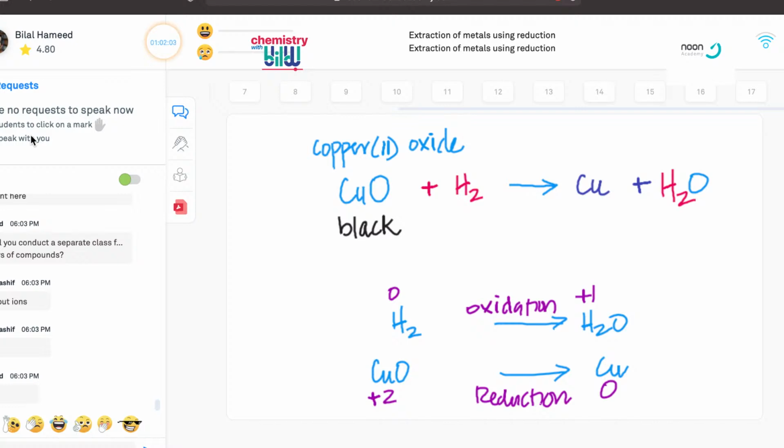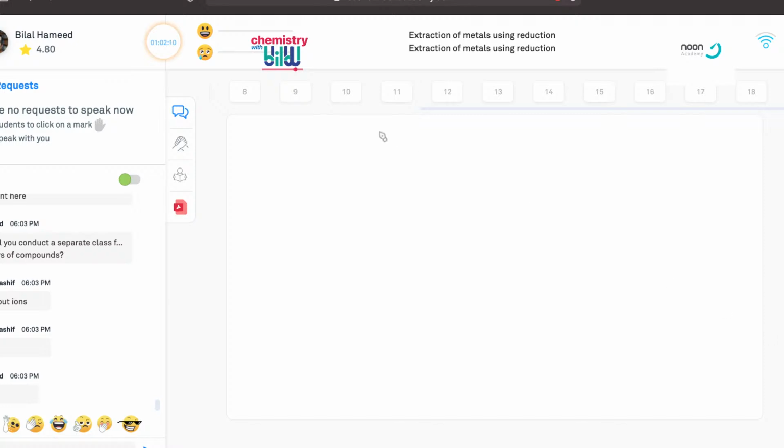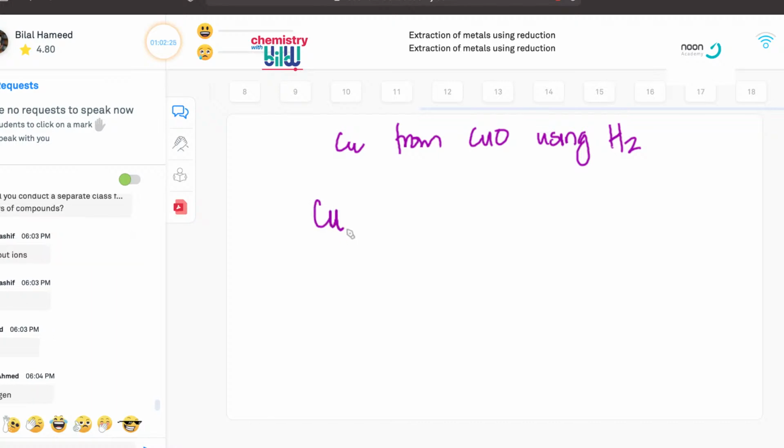Anyways, so where am I? I'm somewhere, I believe. Yes. So what's the story? The story is this, let me say it again. What am I doing? Copper from copper oxide using hydrogen. Copper oxide plus hydrogen, and you heat it and you get copper and you get water. That's it. That's literally it.